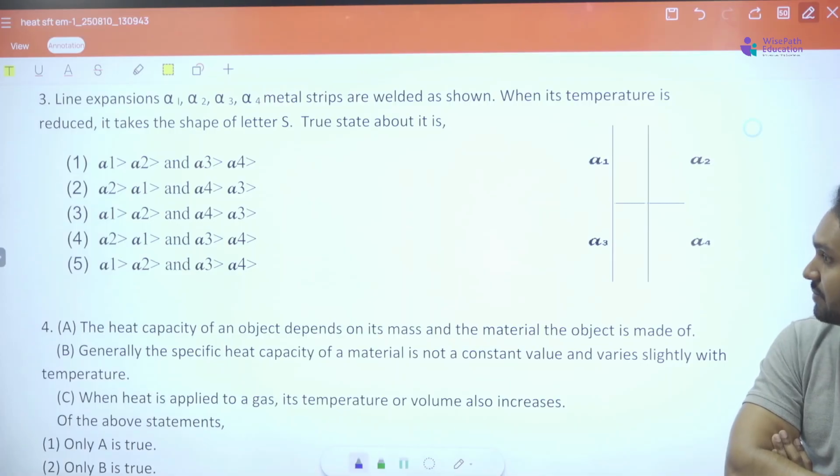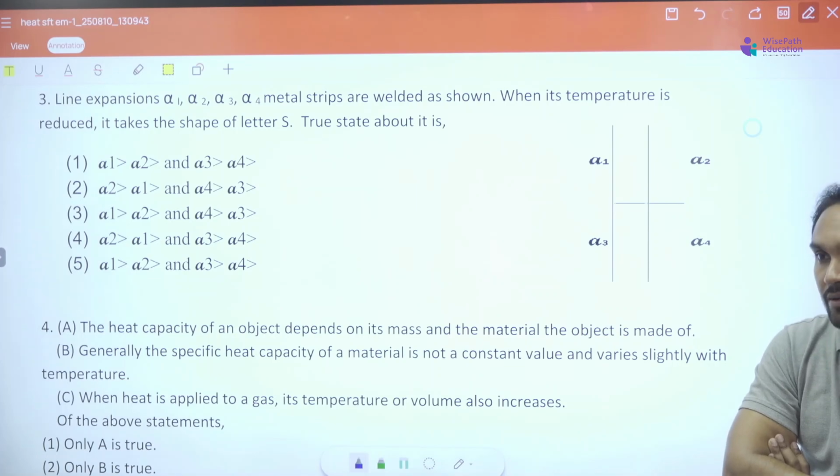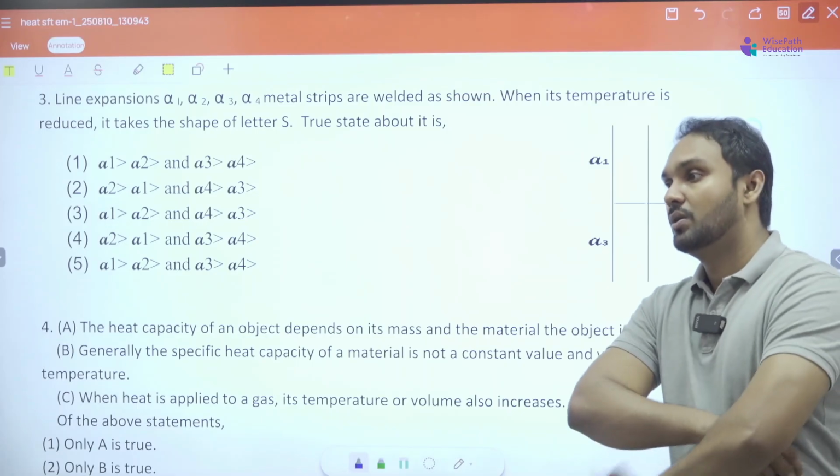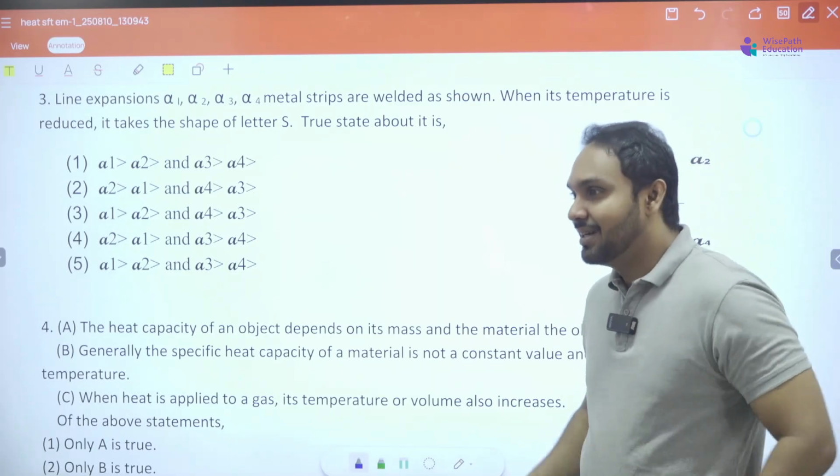Right. So why, and which should expand more, alpha 1 or alpha 2? Thank you. I'm asking again. You tell again. Why?